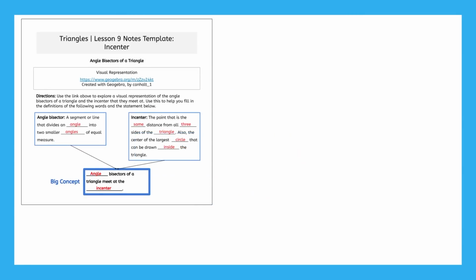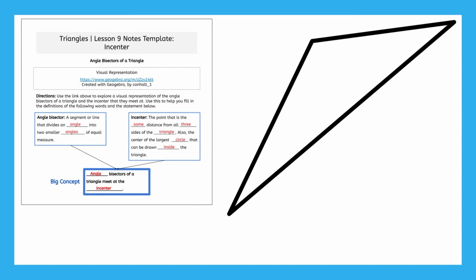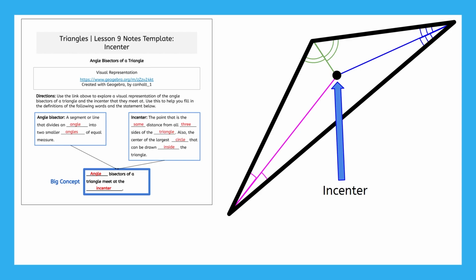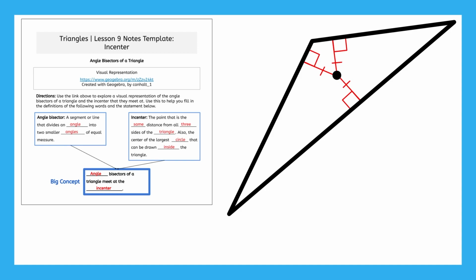Let's move this over to the side so I can show you a few things on this triangle. Here are our 3 angle bisectors for this triangle. We can see that they meet at a point, and this point is the incenter. The incenter is the same distance from all 3 sides of the triangle. Remember that lesson in the previous unit about the perpendicular distance being the shortest distance to get to a line or segment? That's exactly what happened here. When connecting the incenter to each side, I had to use a perpendicular segment.